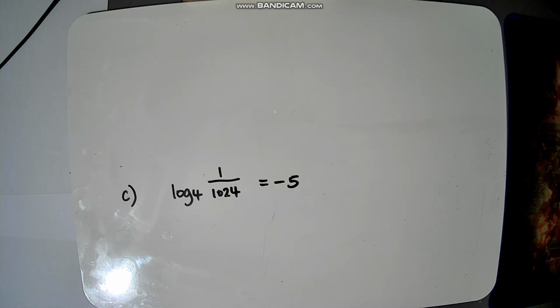Notice I'm moving on to letter C. Rearrange in exponential form. Rearranging it, we'll have base 4 to the power minus 5 is equal to 1 over 1024. If you take your calculator, 4 to the minus 5, notice it's equal to 1 over 1024.